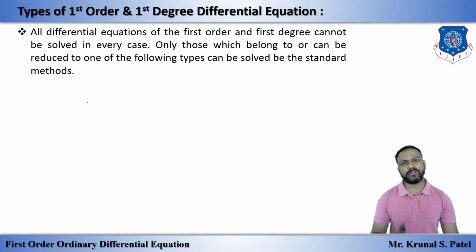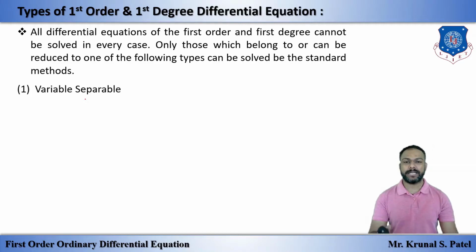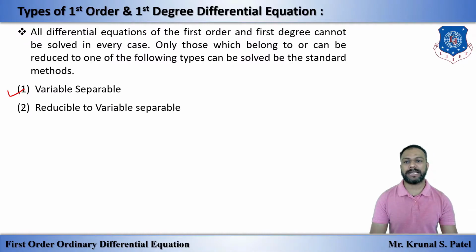We cannot solve each and every first order first degree differential equation, but if we have the ODE of the form first order first degree in a particular given type, then we can solve. These are the different methods. First is the variable separable method. Second is reducible to variable separable method. To understand this method, you first have to understand the variable separable method, and we will use it to solve the reducible to variable separable.